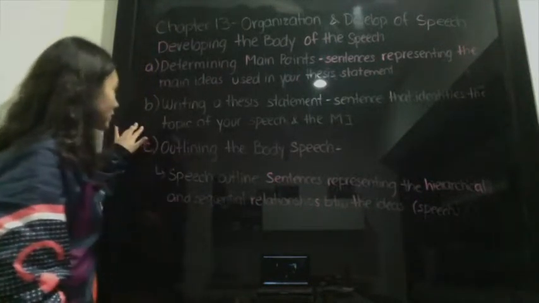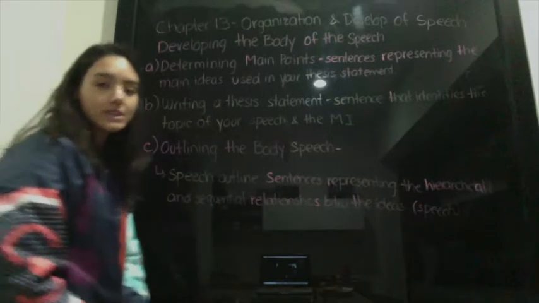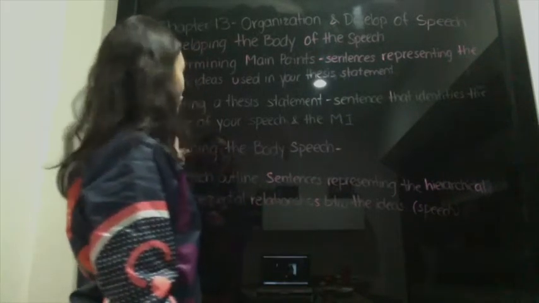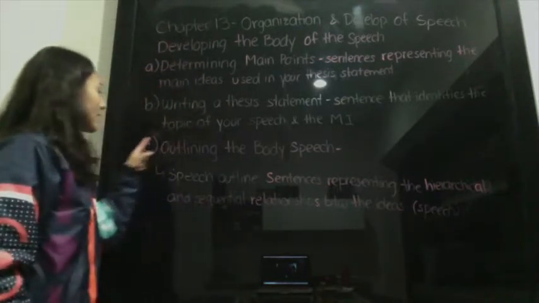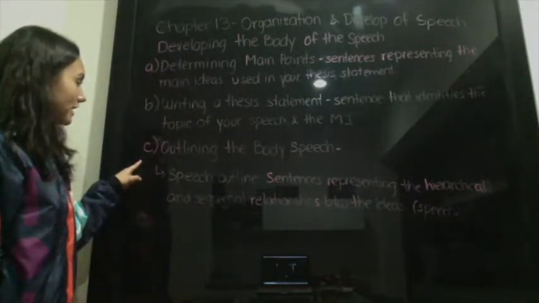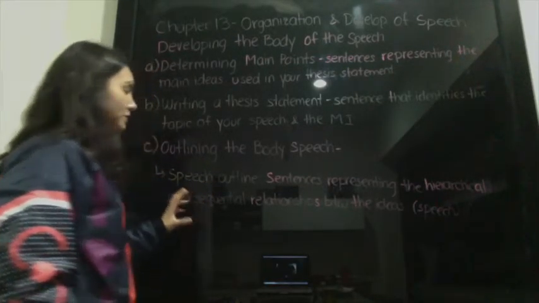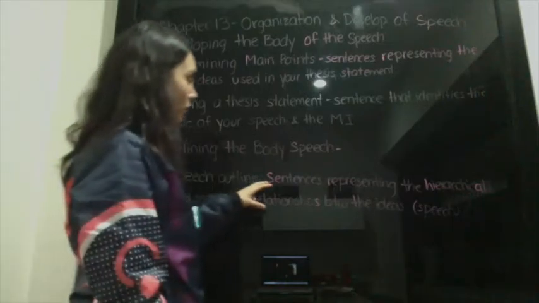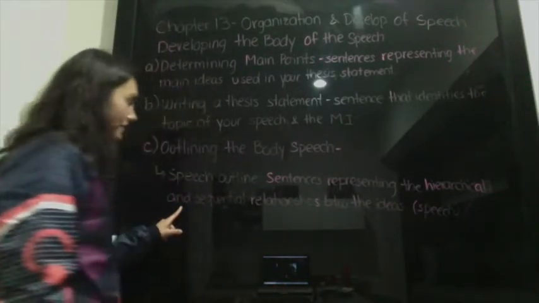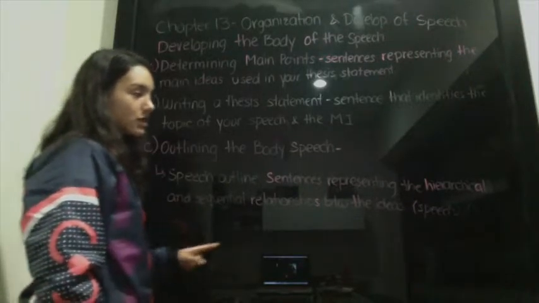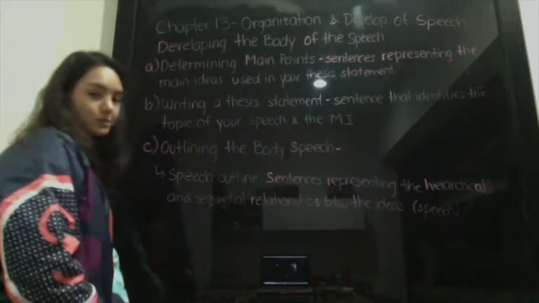Second, you're going to write a thesis statement. This sentence identifies the topic of your speech and the main ideas. And in third place, you're going to do the outline of the body of the speech. A speech outline is composed of sentences representing the hierarchical and sequential relationships between the ideas presented in your speech.